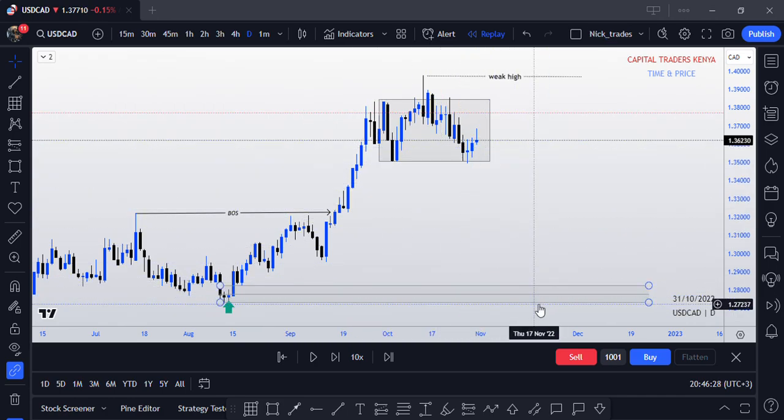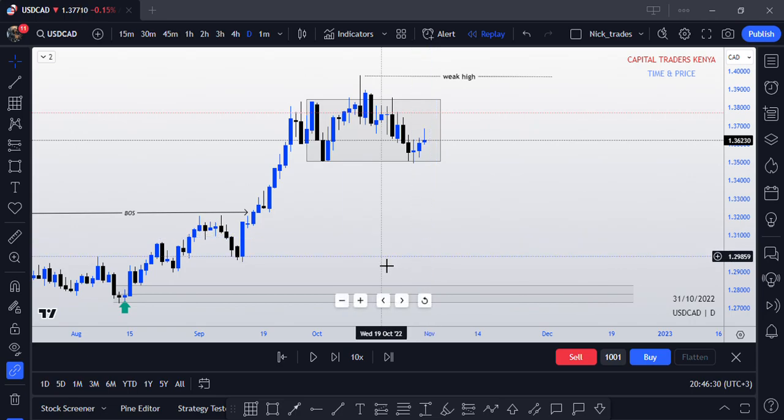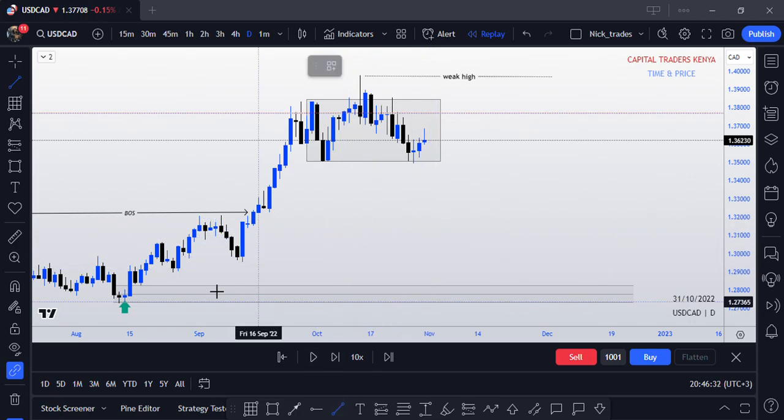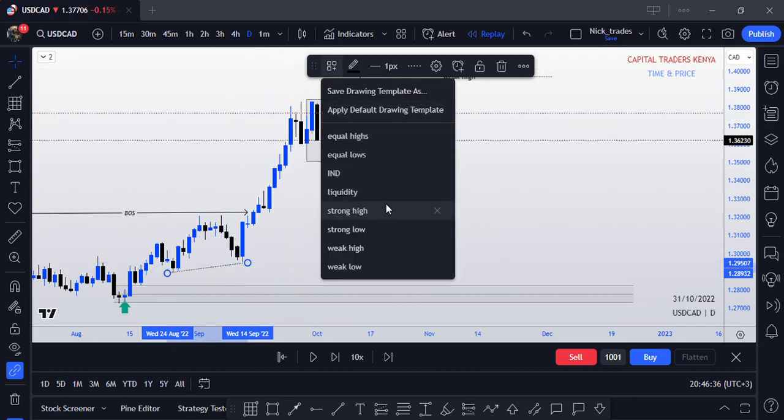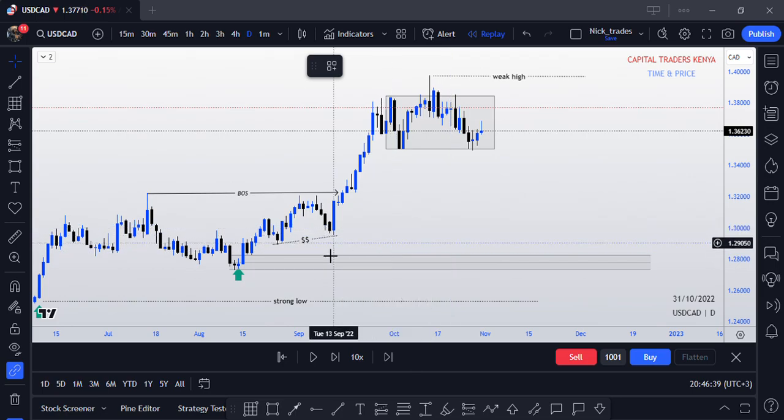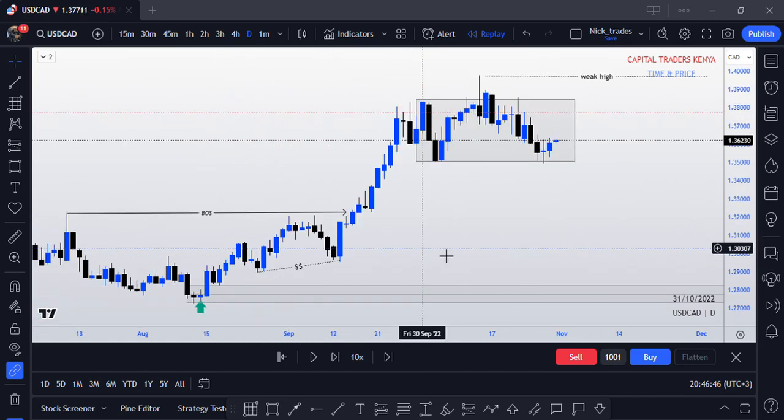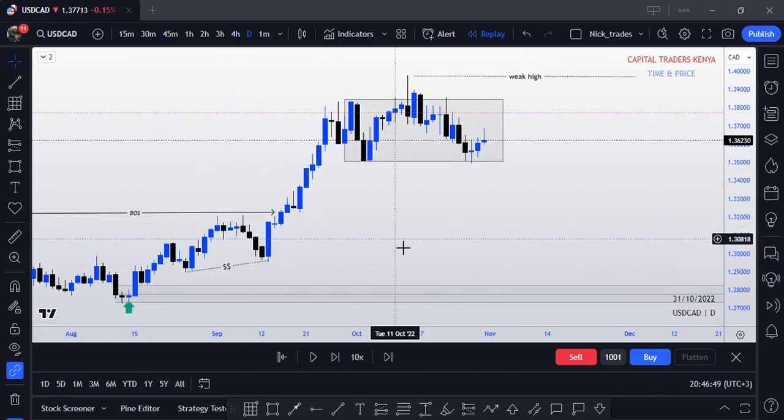Now, what other aspect can we see here? You can see some trend line liquidity. Look at that, 2 touches of this trend line. And somebody actually talked about us not forcing this. So when you don't see a trend line being touched once, twice, thrice, at least 3 is good, or 2 times, then don't be labeling that as liquidity. So that is on the trend line.